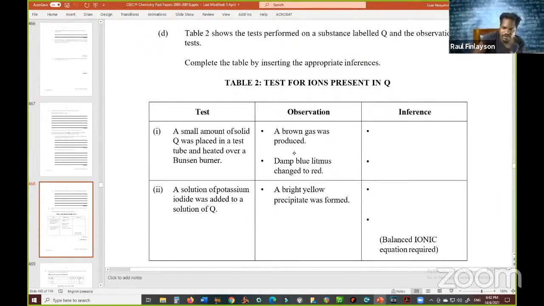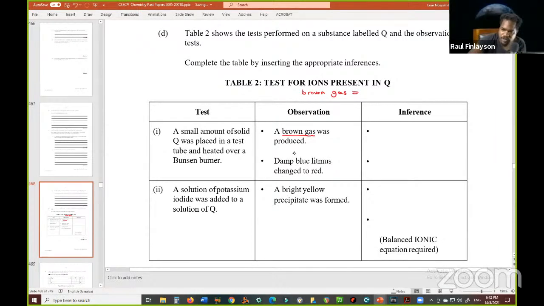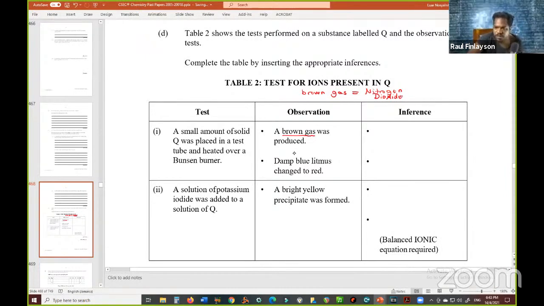Here's a little trick here, guys. Whenever I see a brown gas evolved, brown gas in CXC chemistry can mean one of two gases. Brown gas could be either nitrogen dioxide. Notice I didn't say nitrogen only, I said nitrogen dioxide. That's nitrogen combining with 2 oxygens. Or it could be bromine.